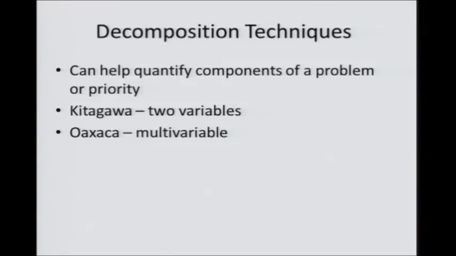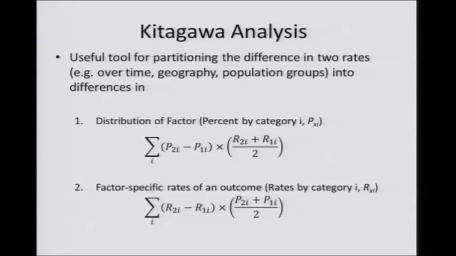phase 2 analysis. But it's really useful for partitioning the difference in 2 rates, and again, it can be over time, geography, population groups, into differences in the distribution of a factor, the percent by category I. So you're looking at that difference in percents multiplied by the average rate for that category. This is really an example of indirect standardization, where you're holding the rate constant to see what impact the difference in population structure is having.